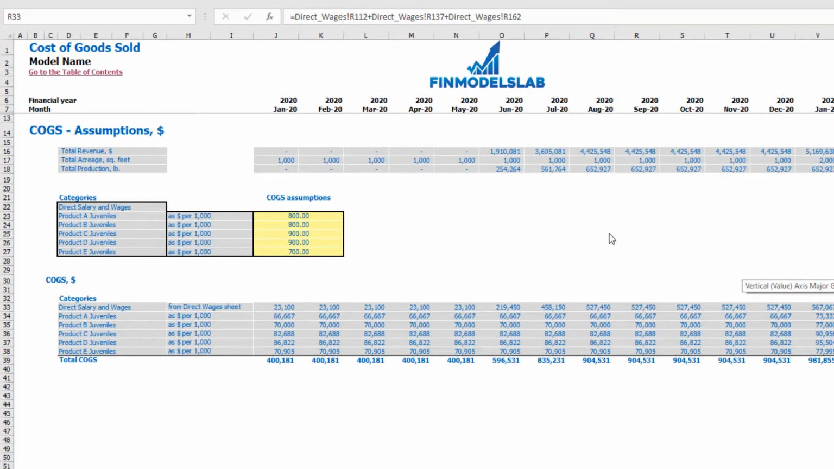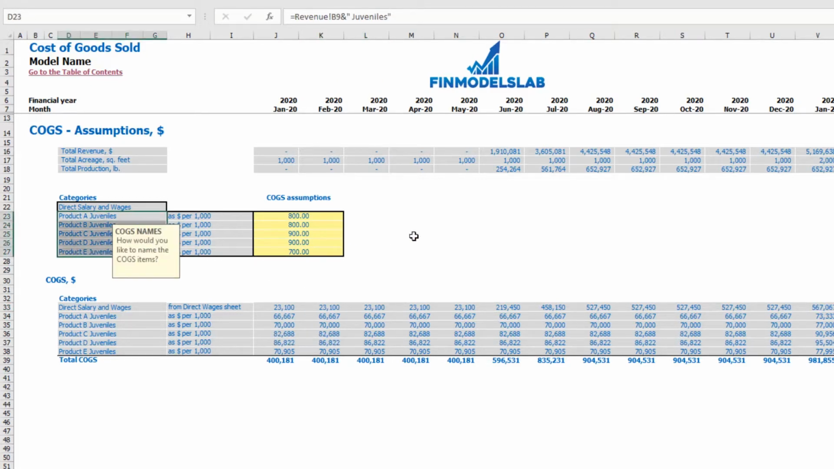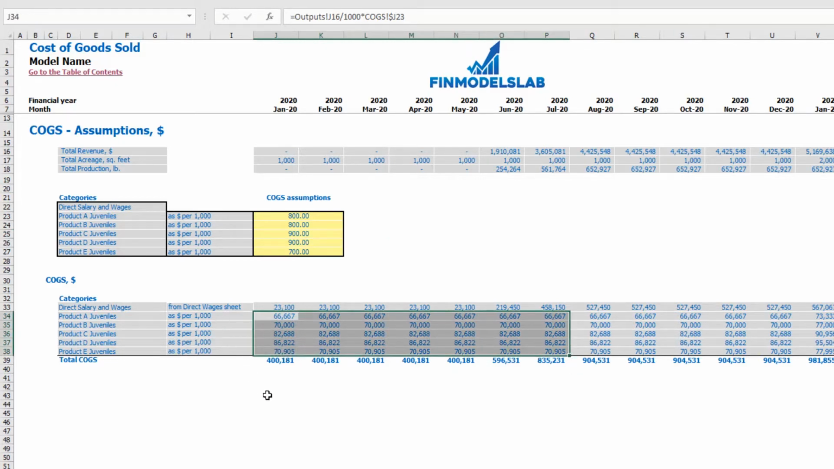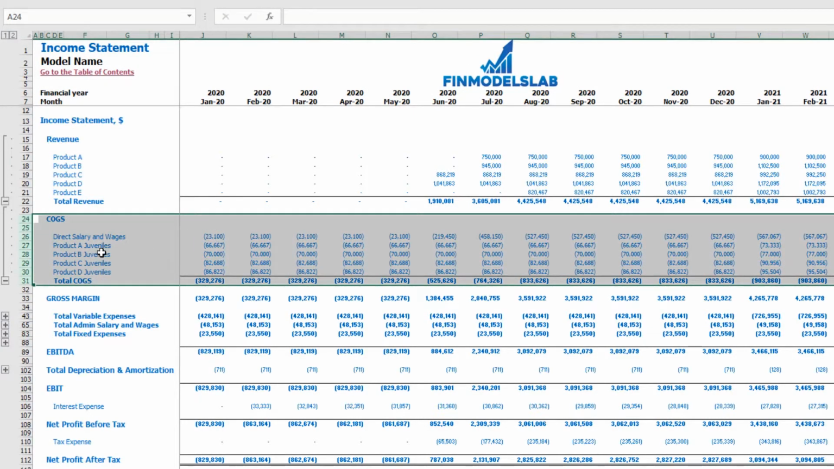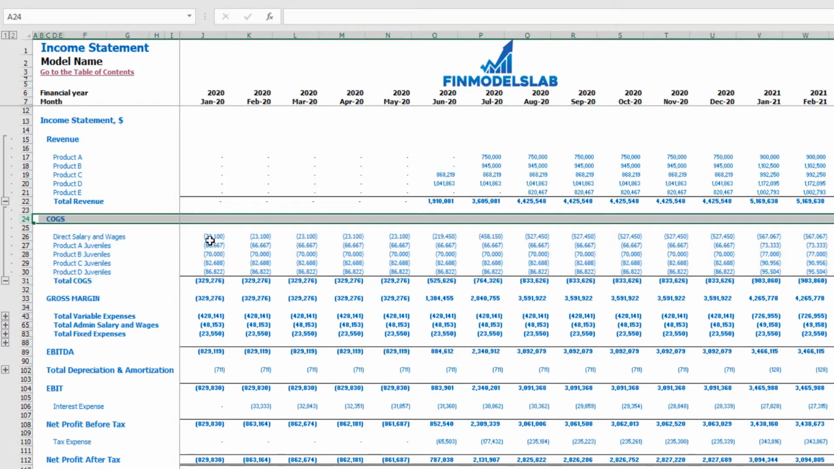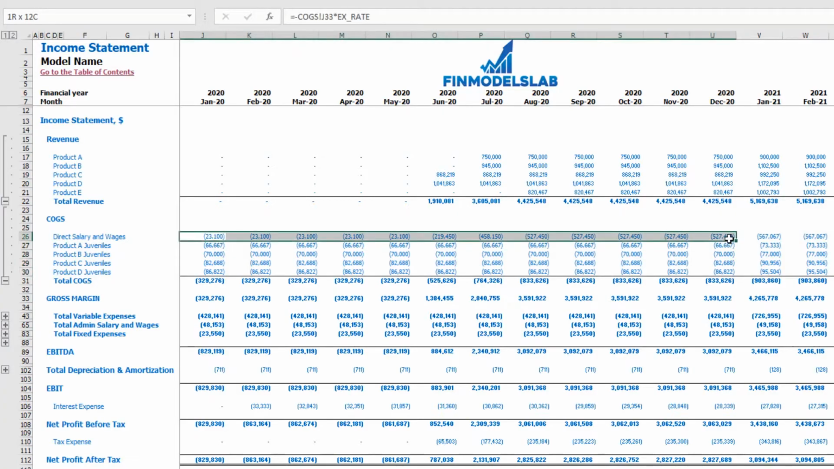On the cost of goods sold tab, you may see 6 categories which are already predefined. On the top you may see direct salaries and wages, which are driven by assumptions from the direct wages tab. You may see the calculations in here by months on this line. And you have 5 categories for cost of goods sold for juveniles as dollars per 1000. And on the top you may see the amount of total revenue, total acreage and total production. Below you may see the calculation of cost of goods sold line items by months and by categories, and the breakdown of COGS by line items and months you may see in income statement under COGS section. Here you may see the same categories and breakdown by months.